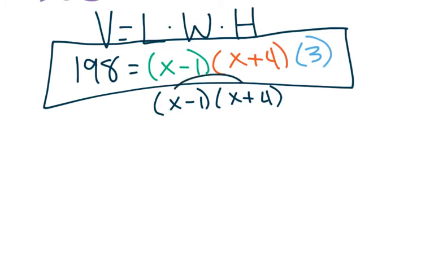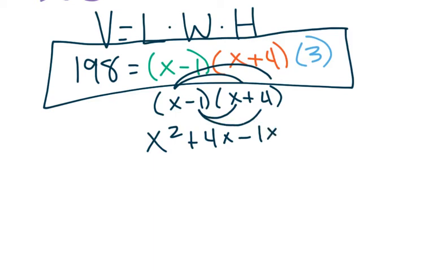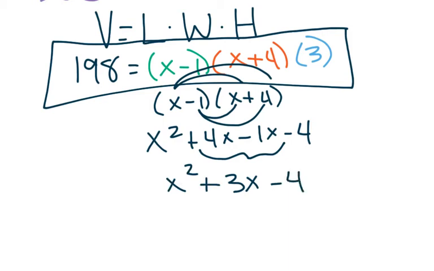So when I multiply an x times an x, I get an x squared. When I multiply an x times a 4, I get 4x. When I multiply a negative 1 times an x, I get negative 1x. And when I multiply a negative 1 times a 4, I get negative 4. So I have two like terms. 4x minus 1x is 3x. So here's what I have.